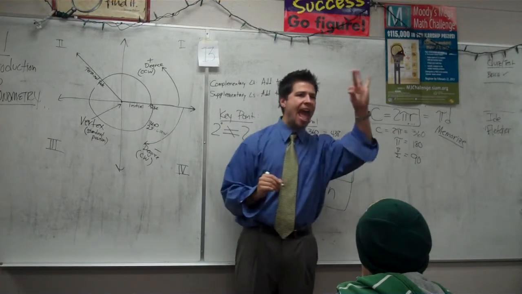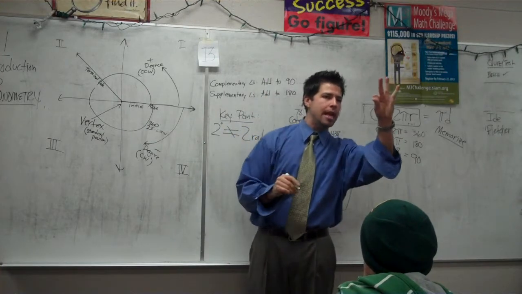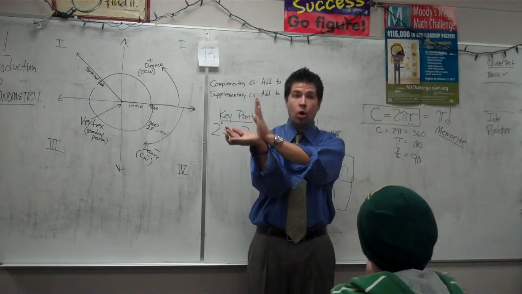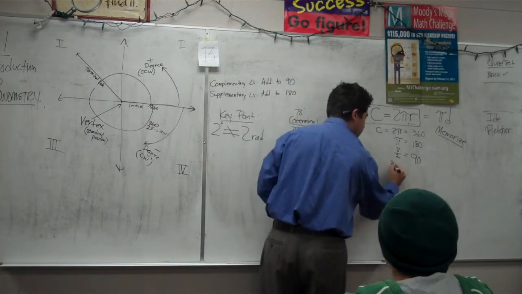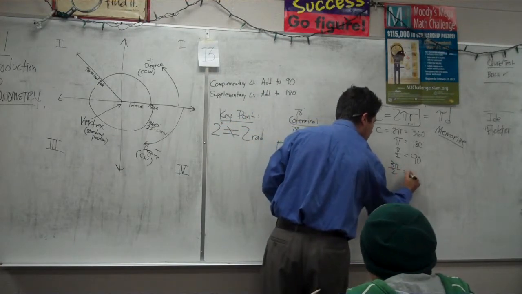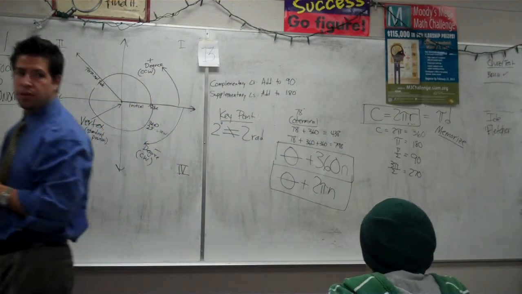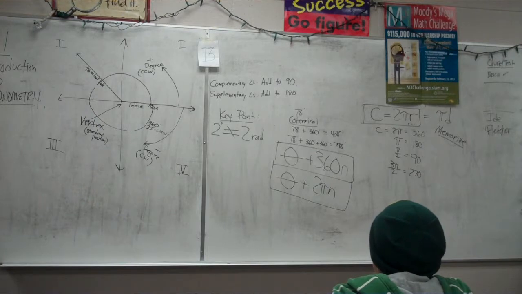And if 3/2 of the circle is 3 times 90 degrees, or 3/4 of the circle, that would be 3 pi over 2, which would be 270 degrees, because 270 is 3/4 of the circle. Right, Williams? Memorize it.